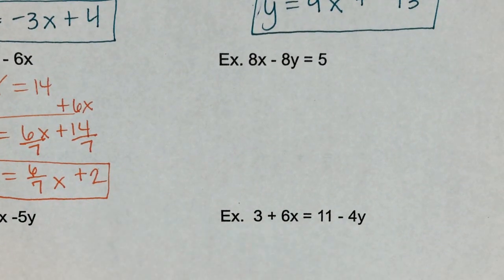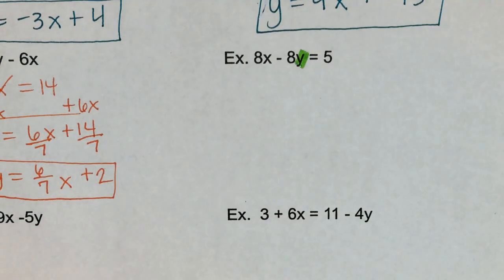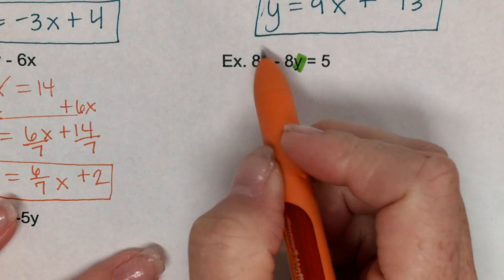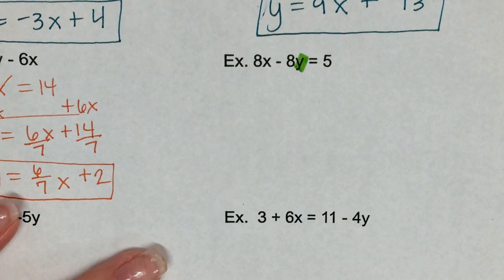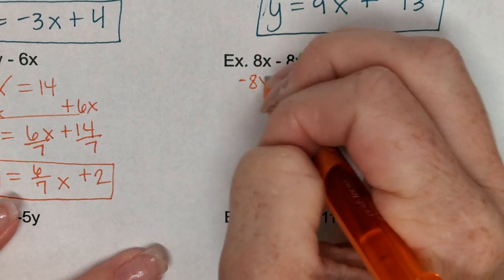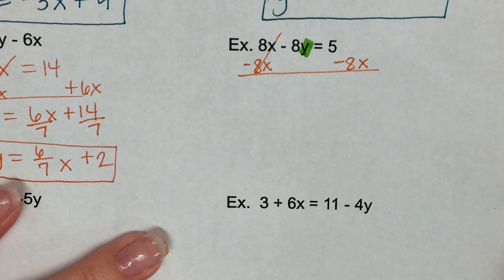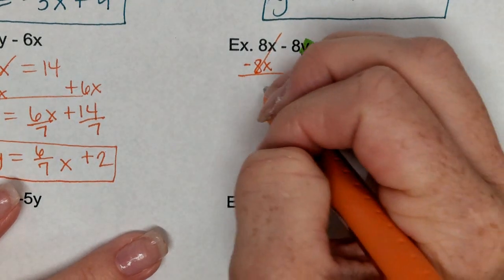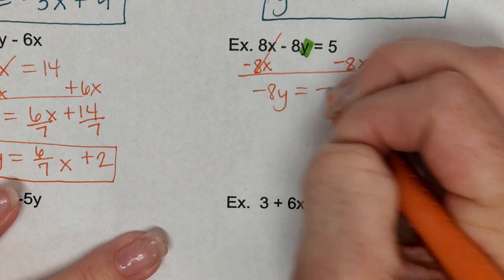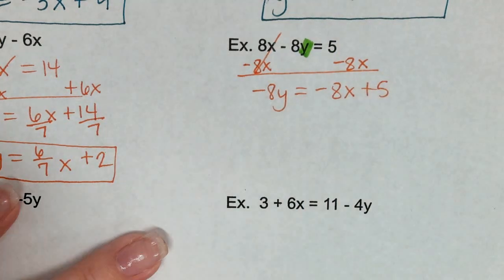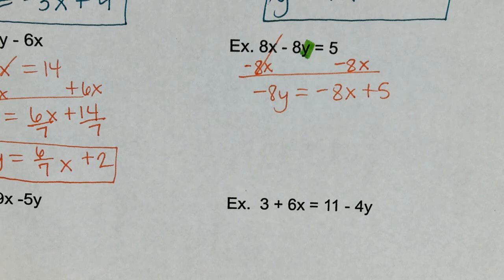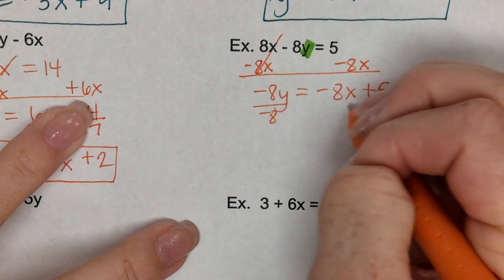I am solving for y. I need to get rid of 8x and 8. Which one has to go first? So I'm going to subtract 8x on both sides. So I have negative 8y equals negative 8x plus 5. How do I get rid of the negative 8? Divide everything by negative 8.